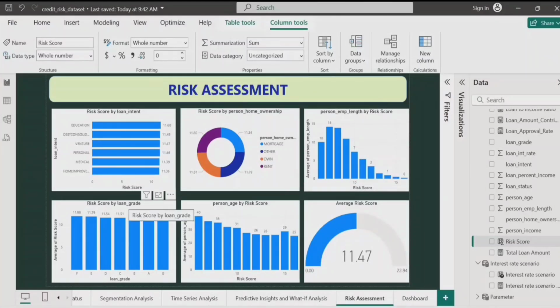This is the risk score by loan grade. F has the highest risk score and G has the lowest risk score. Here is the risk score by person age. The persons who are younger have the highest risk score, and those who are elder have the lowest risk score. This is the average risk score of the whole dataset.